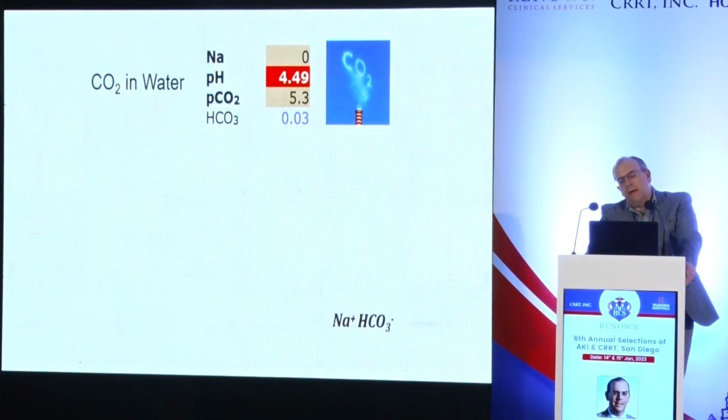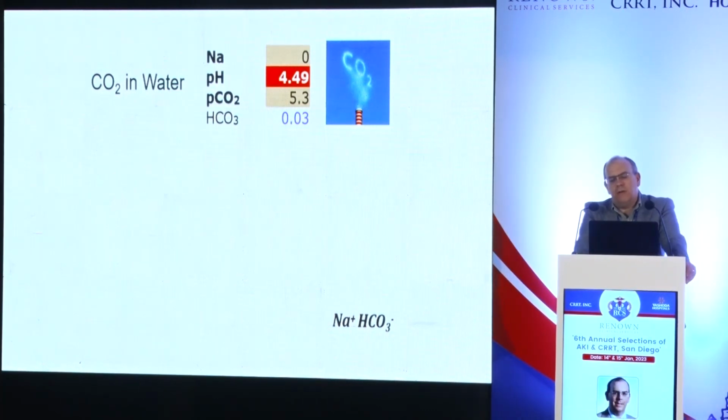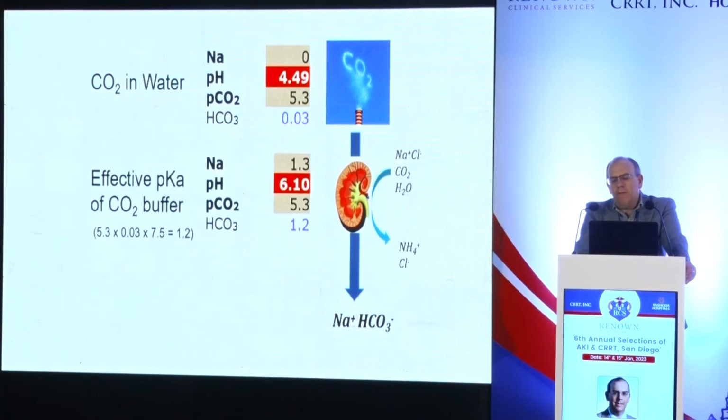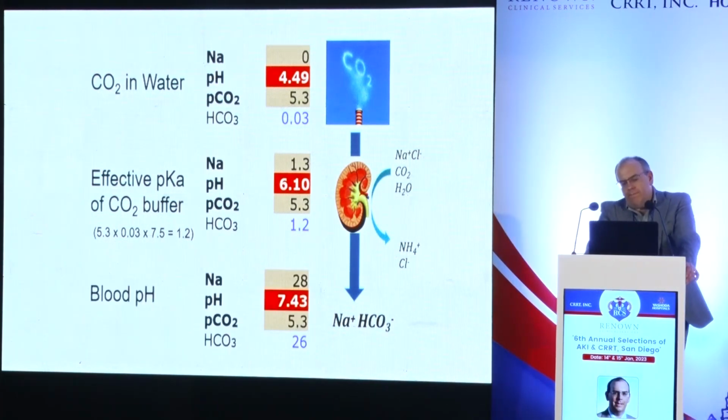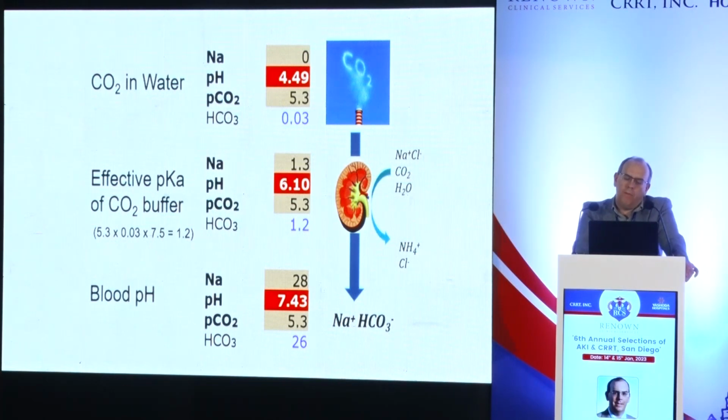Our lungs can breathe off CO2, but CO2 dissolved in water has a pH of 4.5. Even the pKa of the CO2 buffer, if you equilibrate it, is 6.1. The kidney needs to excrete a lot of hydrogen ions in the form of ammonium chloride and generate bicarbonate in order to create the correct pH of the blood buffer. So this is what the kidney is doing. It's not necessarily excreting the majority of acid, but it is maintaining the physiological pH that we need for our proteins to work, and that indeed is what we are doing with our CRRT devices.